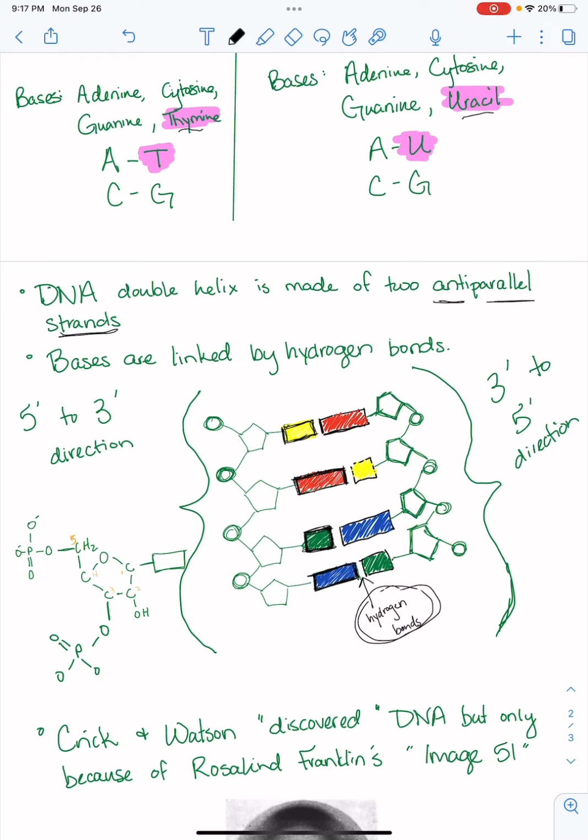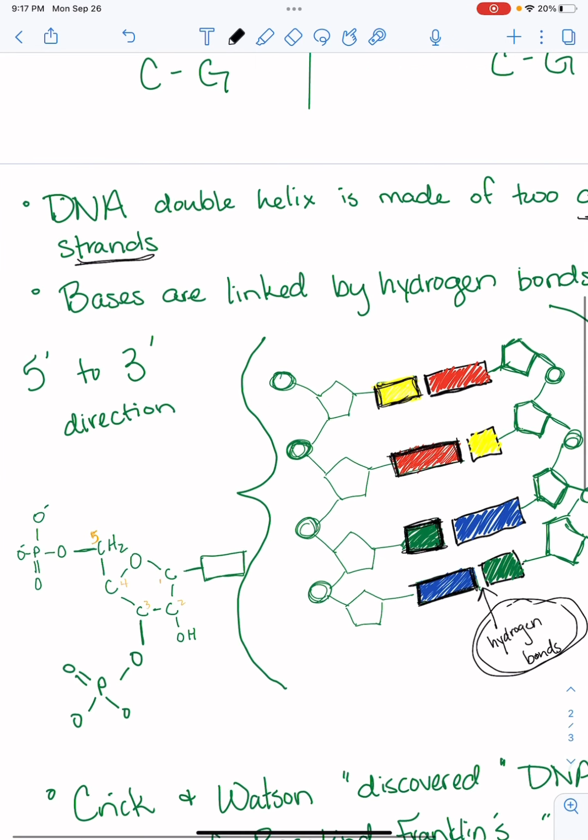Okay, and so when we say anti-parallel strands, sometimes you will also hear 5 to 3 direction. So one strand goes from the 5 to 3 direction, whereas the other strand goes from the 3 to 5 direction. And where we get those numbers from are basically from the carbons.